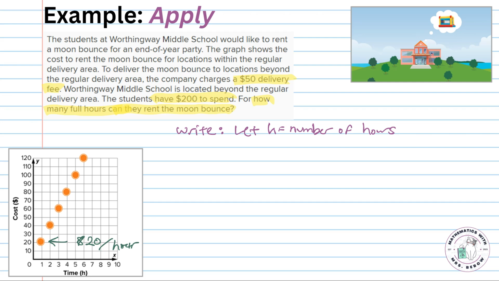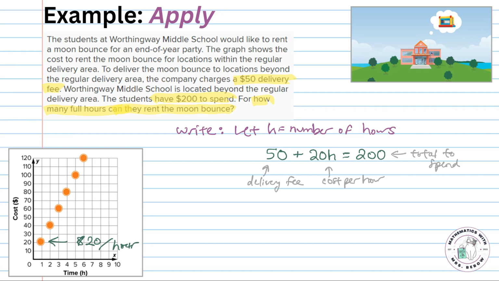We know we are being charged a $50 delivery fee. That's only happening one time. And on top of that, we're spending $20 per hour on this moon bounce house. So we're going to set that equal to $200, because that's the most that we have to spend. Just to help us with that information again, this was the delivery fee. This is the cost per hour. And this right here is the total we have to spend.